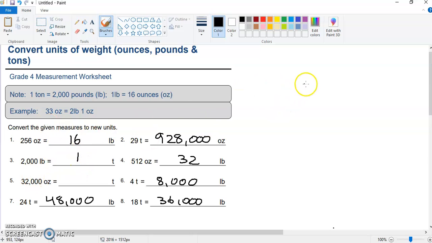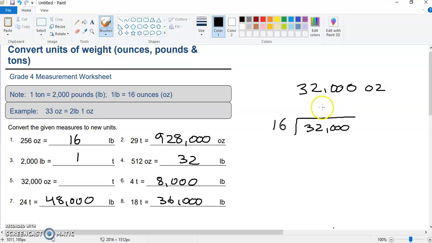The next one says 32,000. If you have 32,000 tons, I'm sorry. Oh no, these are ounces. If you have 32,000 ounces, how many tons is that? Well, before you go to tons, you have to convert it to pounds. So let's divide. So we know that there's 16 ounces for every pound. If you have 32,000 of them, 16 times 2 is 32.